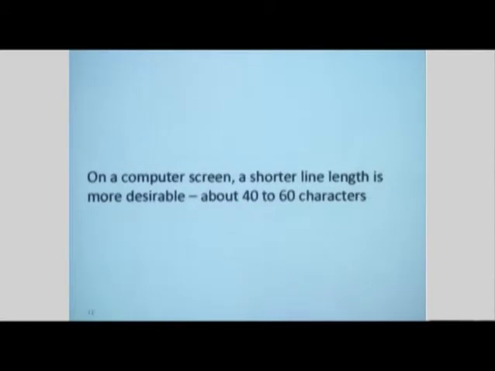And if I just highlight the part that I want you to focus upon in particular, what this says is that on a computer screen, a shorter line length is more desirable, about 40 to 60 characters. And she's contrasting that with reading print, where a longer line length might be okay. Now, there was at that time quite a lot of research on reading print, which would support and provide evidence for the longer line length.